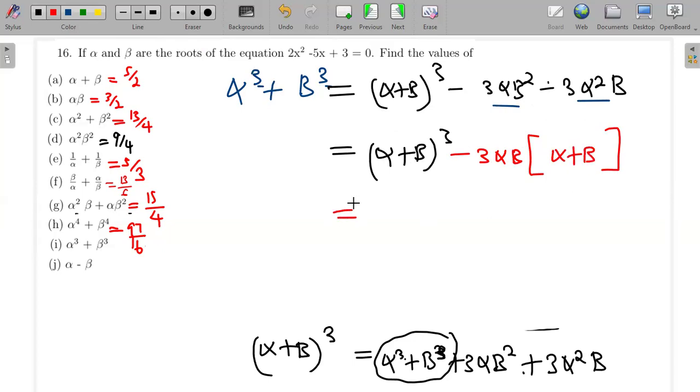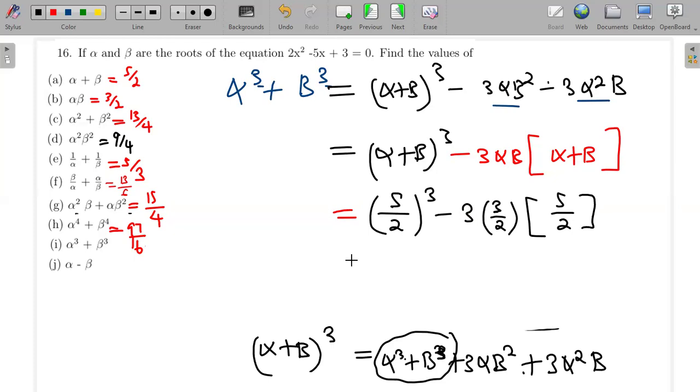Okay, so now we have our identity for alpha to the power 3 plus beta to the power 3. So now we're just going to put in the values. So alpha plus beta, it's 5 divided by 2 to the power 3, minus 3 alpha beta, that is 3 divided by 2. Okay, and then alpha plus beta, that is 5 divided by 2. So 5 to the power 3 is going to give me 125 divided by 2 to the power 3, that is going to give me 8.